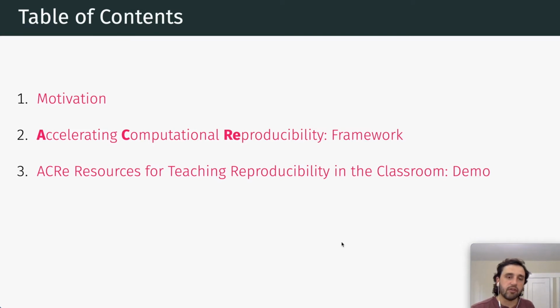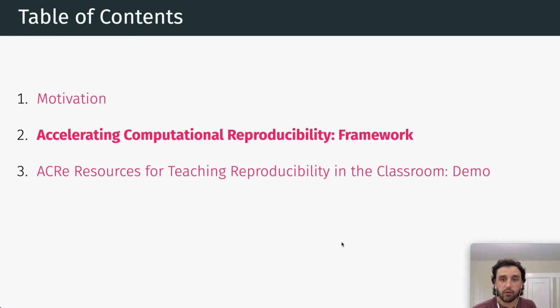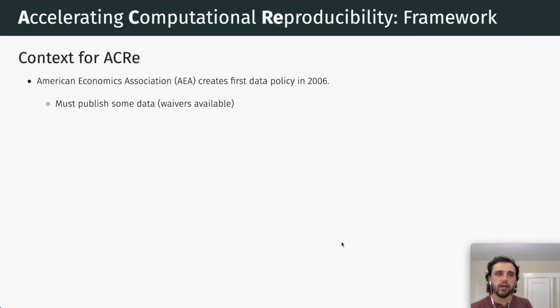So that's the motivation for us to start thinking about how we can standardize this, how we can build a platform at the end of the day that will allow reproducers to go through this exercise. So for that, we started thinking about our initiative, which is about accelerating computational reproducibility, and this is the framework that we have in mind. So first of all, a little bit of context.